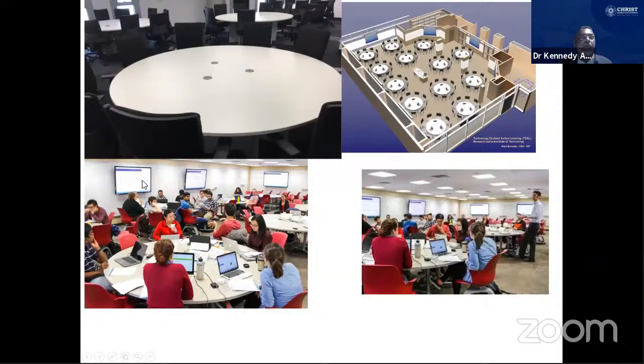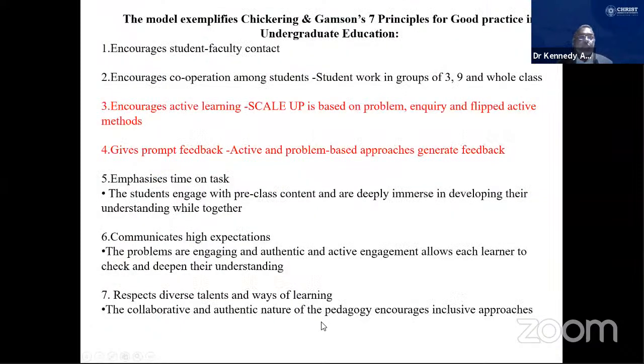And then, when the discussions are put together, everybody's data is up on the screens, and all the screens are put together. Now, this is how the inquiry process happens. That's one example. Okay, so you can read works from Chickering and Gamson, where they talk about 7 principles for good practice in undergraduate education, where the SCALE-UP classroom active learning is based on problem solving, inquiry, and flipped active methods.